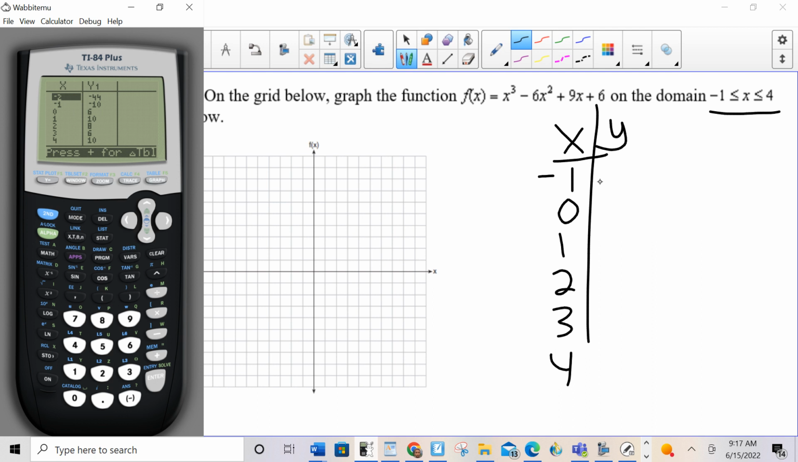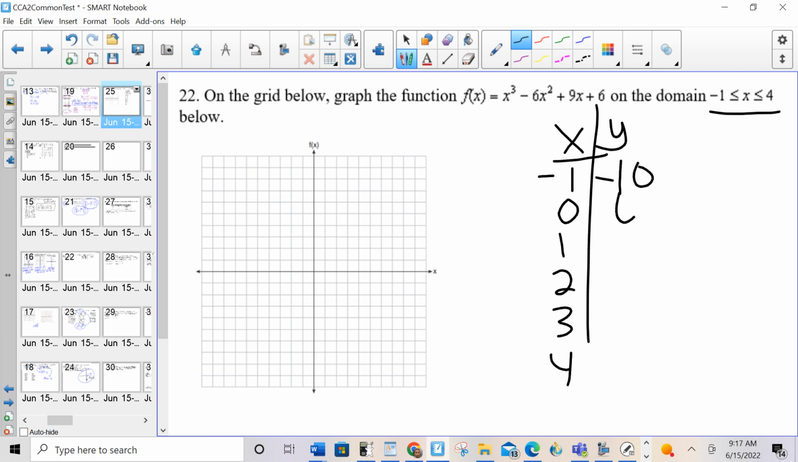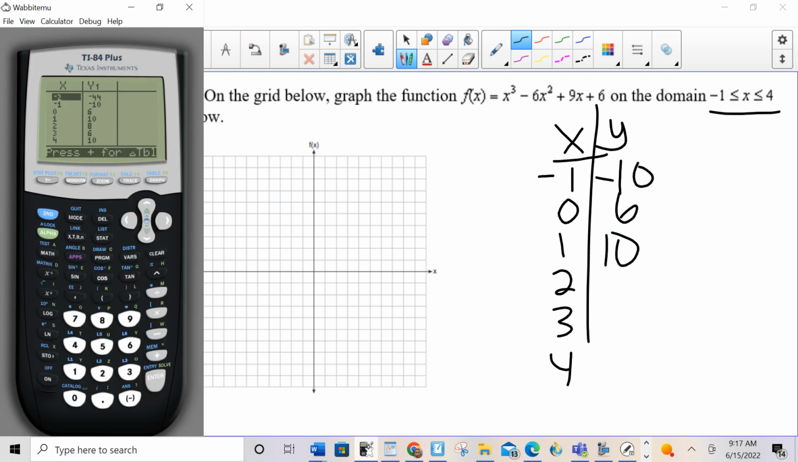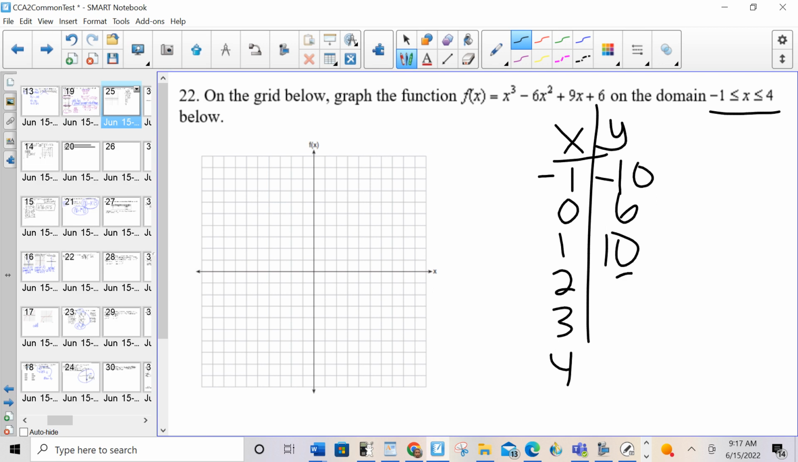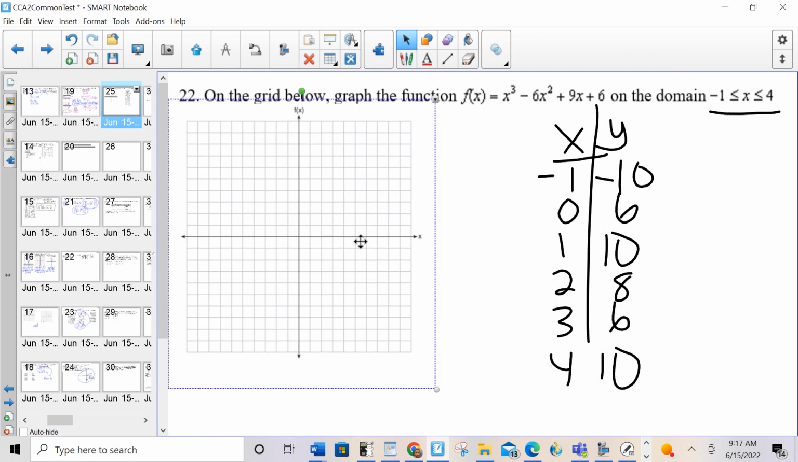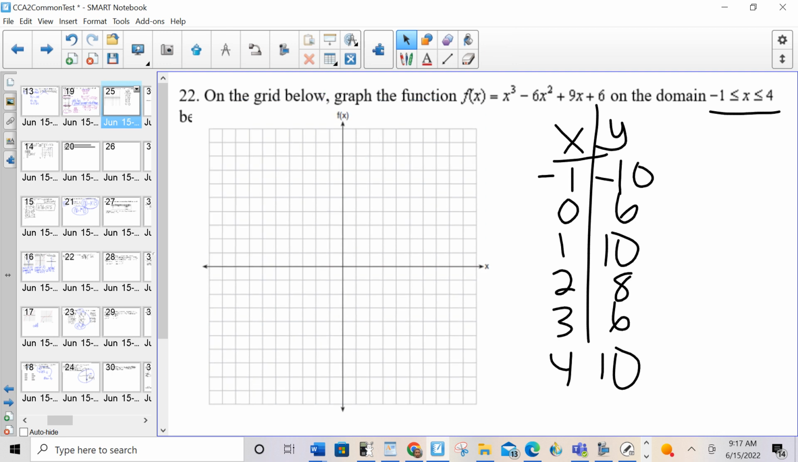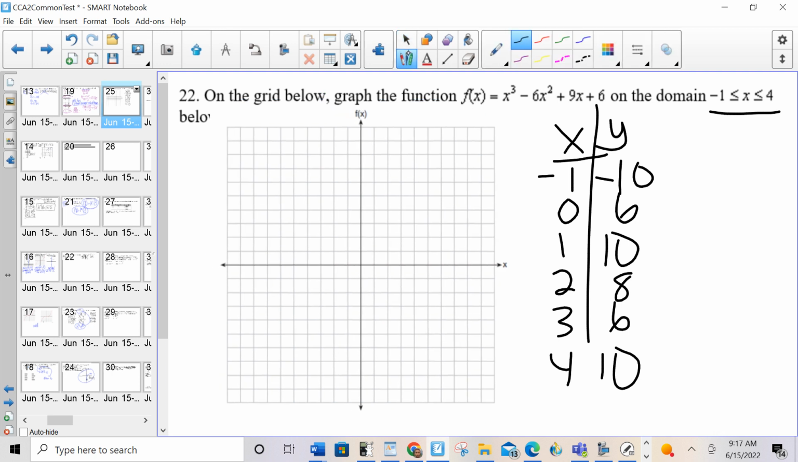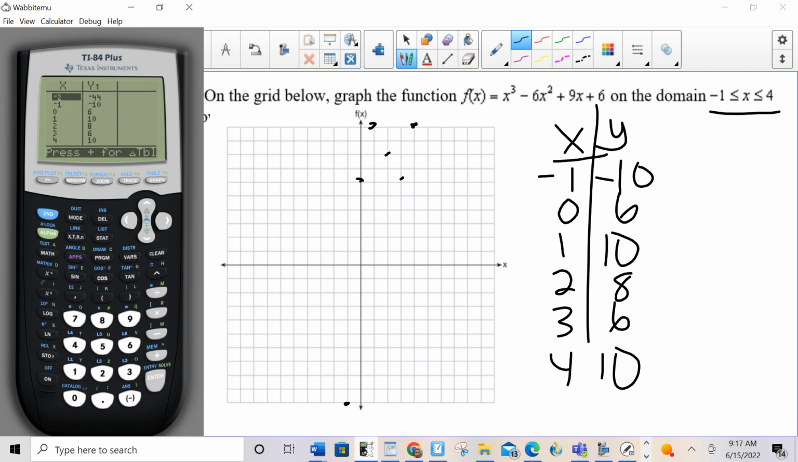Negative 1, negative 10. 0, 6. 1, 10. 2, 8. 3, 6. 4, 10. If you want to know what it looks like, then look at the graph.